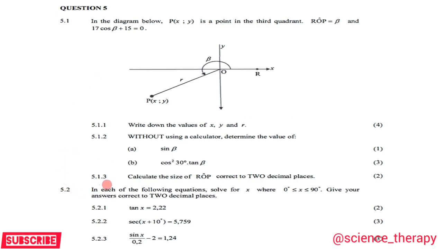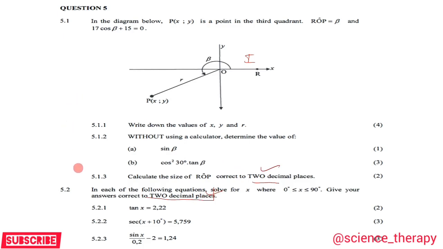Now for 5.2, it says in each of the following equations, solve for x where your x should be an element of 0 degrees up until 90 degrees. So your angles should be within the first quadrant. Then give your answers correct to 2 decimal places. So once your question says correct to 2 decimal places, then you know you can use your calculator, right? Because remember, you cannot find at least to 2 decimal places without the use of your calculator. So all these questions indicate that you are now allowed to use your calculator.